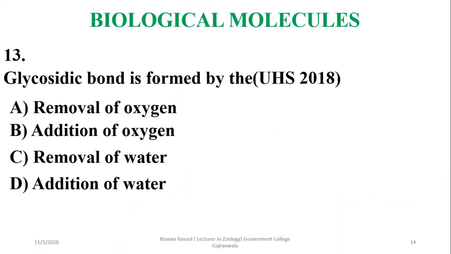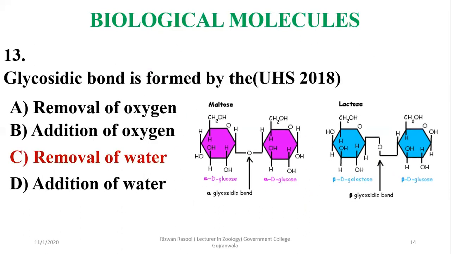Number 13, a glycosidic bond is formed by the removal of water when two monosaccharides combine with each other. It is a common reaction which takes place in the combination of different types of biological molecules such as amino acids, nucleotides, or even fatty acids reacting with glycerol.